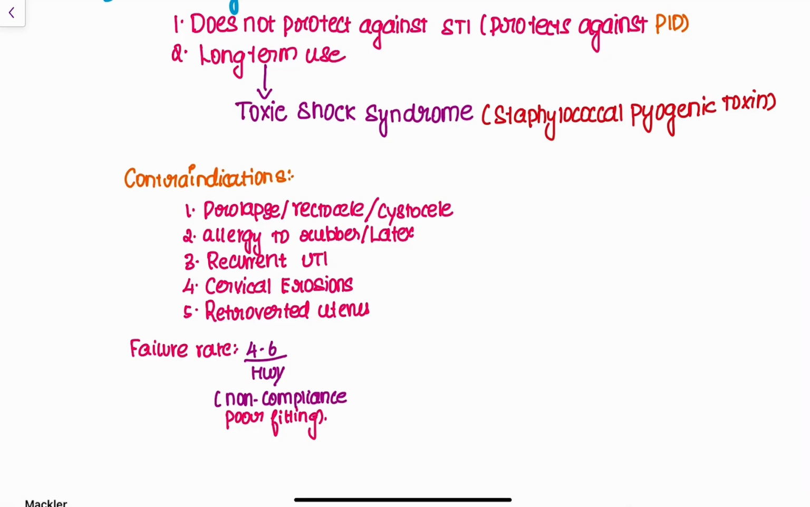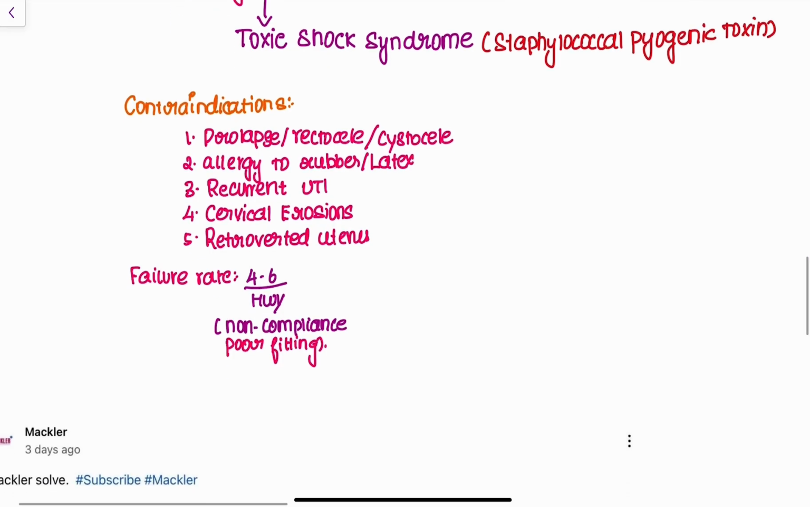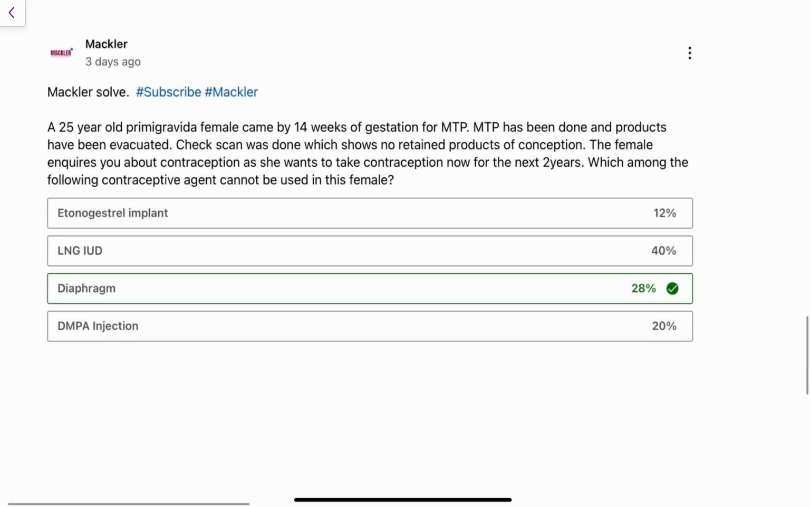Non-compliance is a very important disadvantage, where you need to be very strongly motivated and very compliant to insert it properly and ensure that it has been properly fitted inside the internal genitalia, or else there are increased chances of failure of this barrier contraceptive. Clear? Yes. So whatever we have discussed until now is all about the diaphragm in detail. Is that clear? We haven't left any single important point.